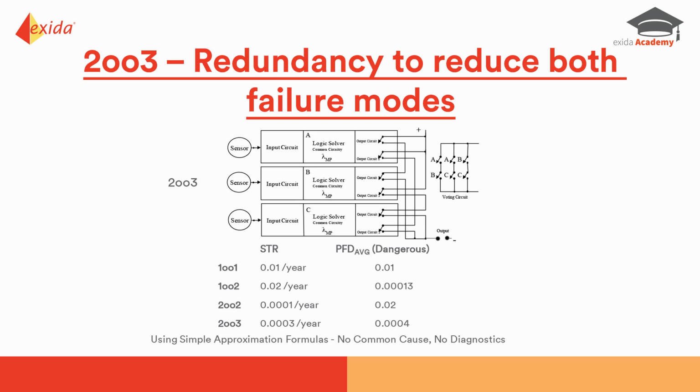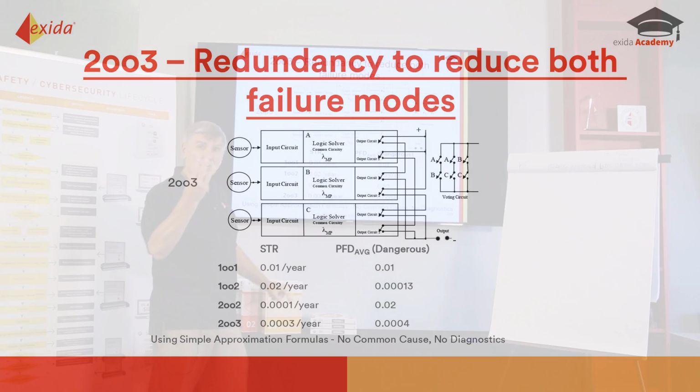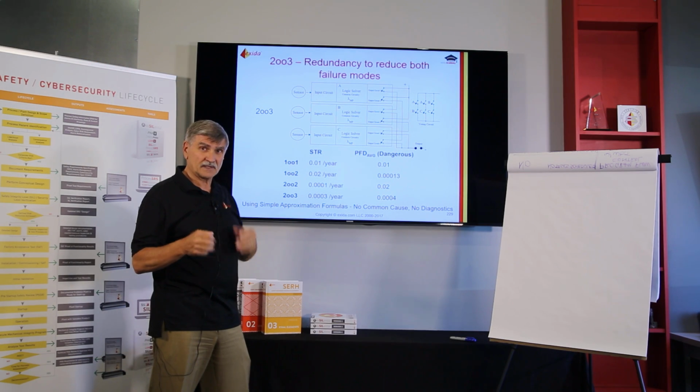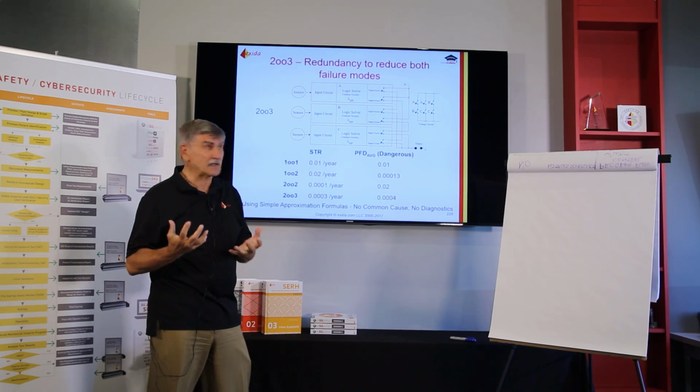Using simplified equations, let's calculate spurious trip rate. 0.003. That looks pretty good, but you know what? It's not nearly as good as 2 out of 2. Look at that difference, 3x. That's a trade-off. Why do you get 3x?